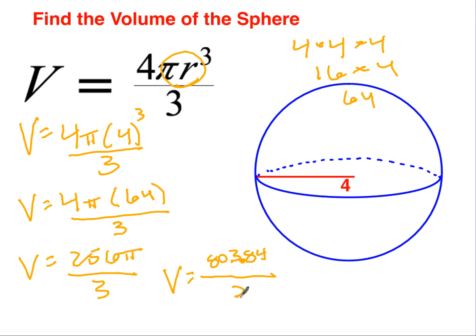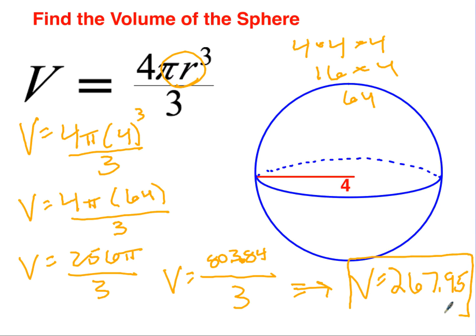And I'm just dividing that by 3. And when I divide that by 3 for my very last step, I get a volume of 267.95 by rounding to the nearest hundredth. And I'm done.